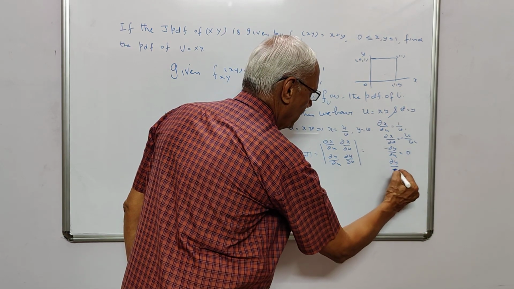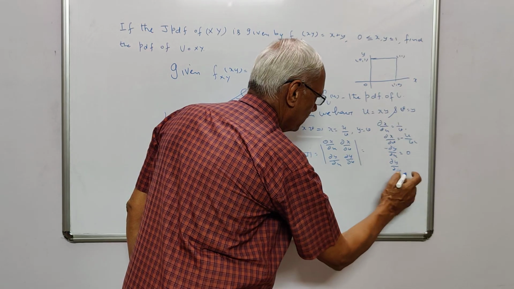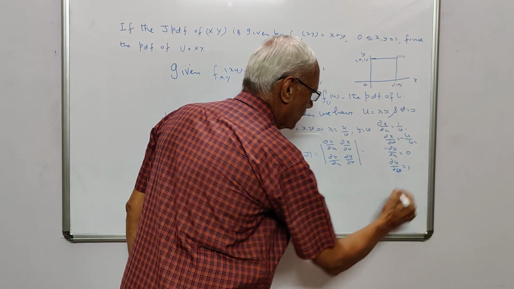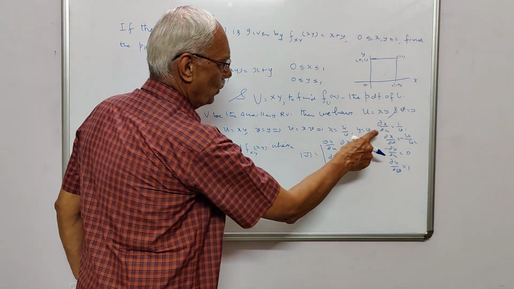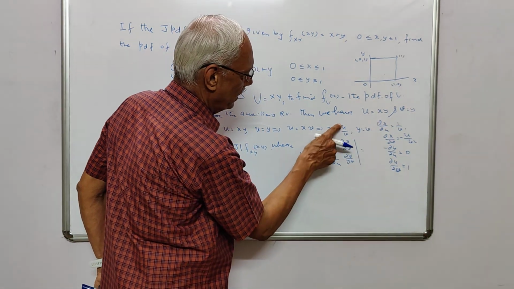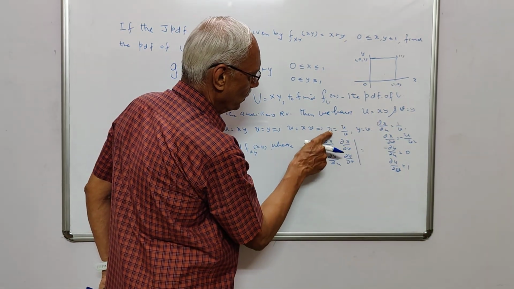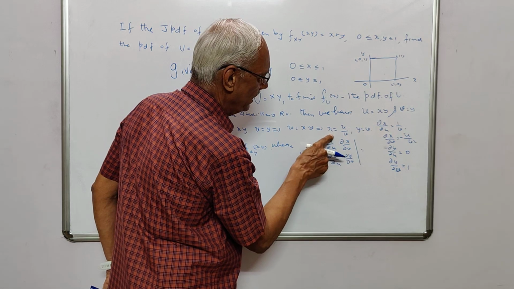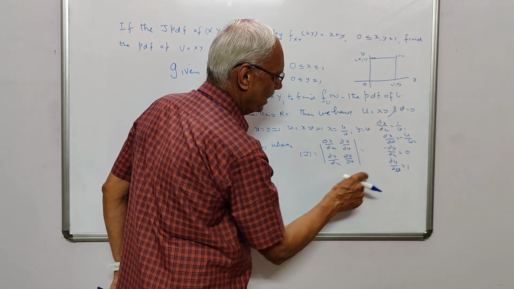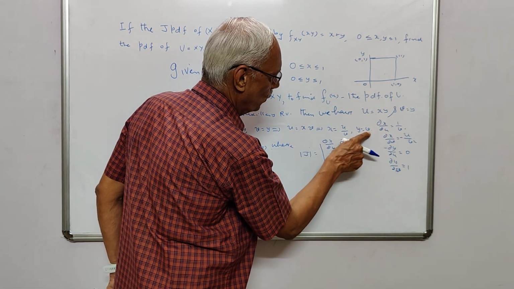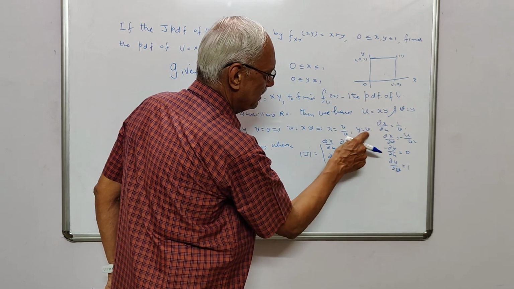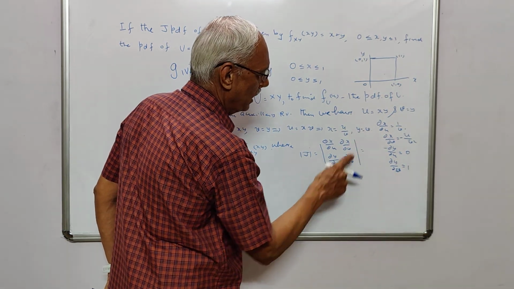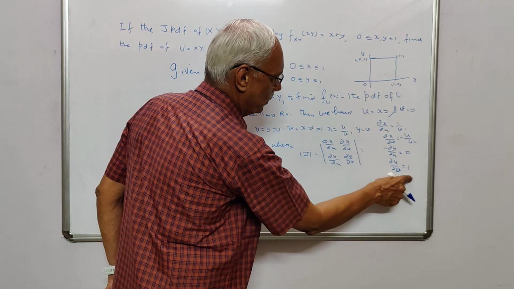∂y/∂v is equal to 1. So ∂x/∂u is 1 by v. ∂x/∂v is minus u by v squared. ∂y/∂u is 0 because y is independent of u, and ∂y/∂v is equal to 1.